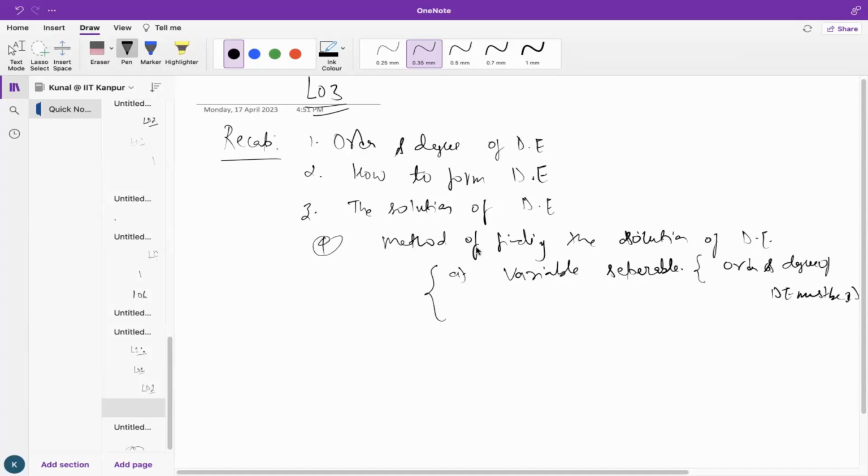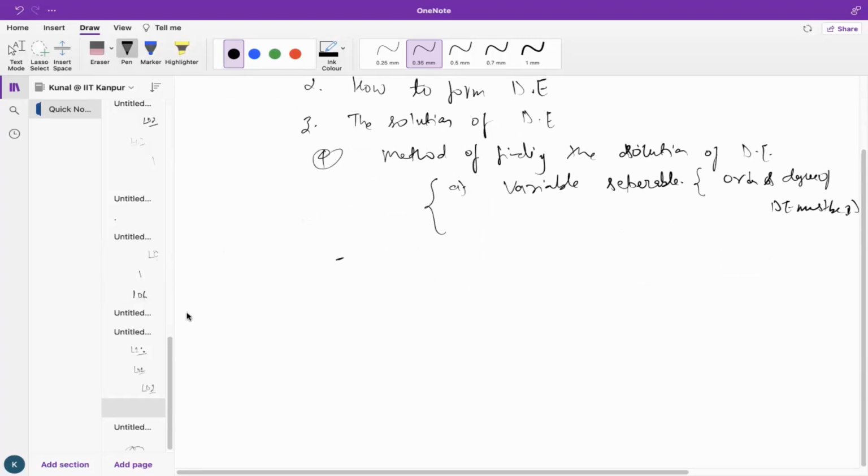actually, let me write it here, homogeneous equation. Okay, so let me try to solve some problems, and then we will discuss the new property. So let me take the first problem. Question number 1: x into (1 plus y square) dx is equal to y into (1 plus x square) dy, right?